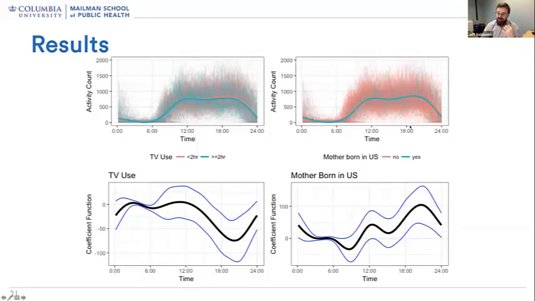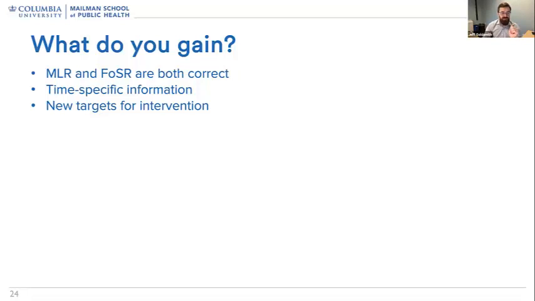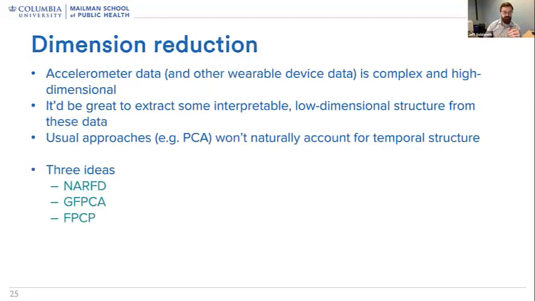And again, this gives us some idea, if we're interested in understanding the structure of physical activity, timing might matter in this sense. You might see more activity here and less activity here. All right, so like I say, the multiple linear regression and the function-on-scalar regression are sort of both correct in this sense. You get some idea about what physical activity looks like. What you gain from a functional data approach is a bit of time-specific information, understanding when somebody is physically active and potentially being able to develop an intervention to promote physical activity around that.